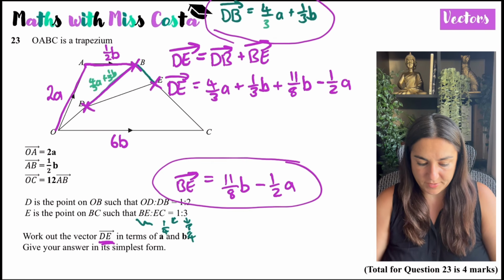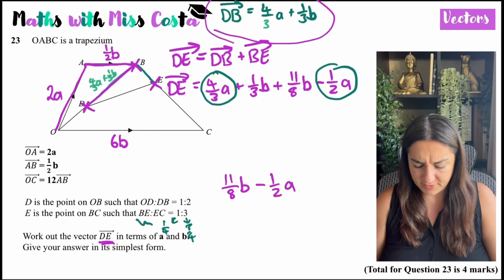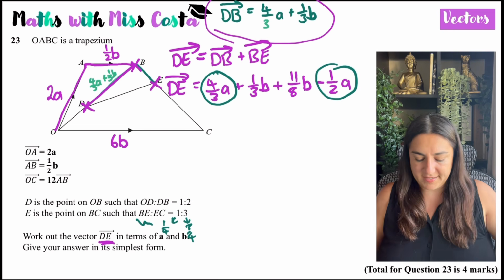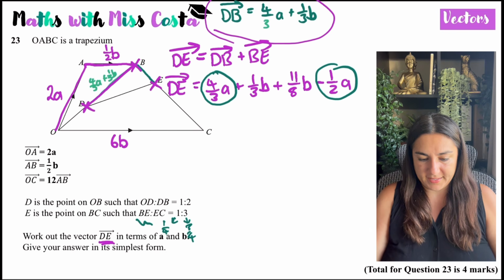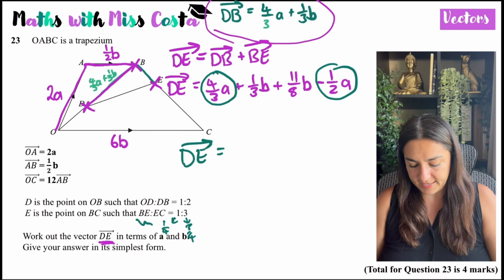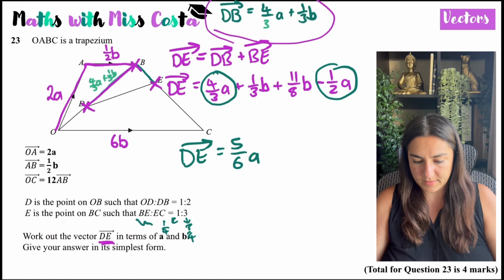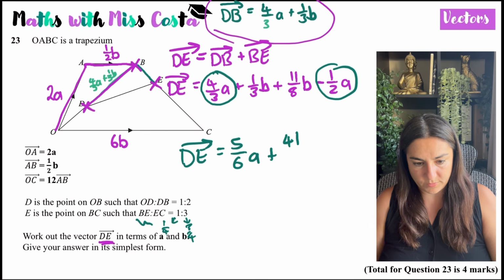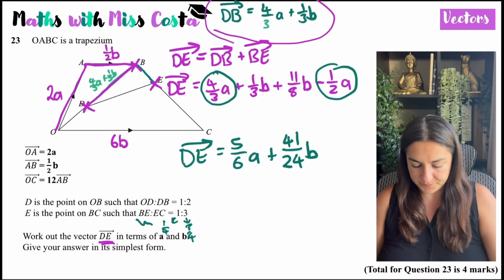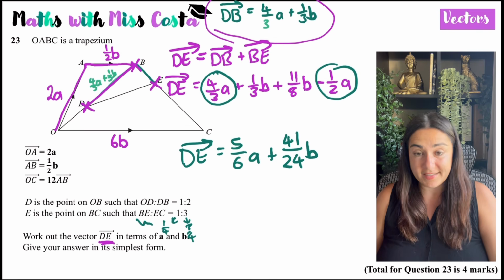So let's deal with our fractions. We've got 4/3 A minus a half A. You've got a calculator actually. I don't know why I'm doing all of this in my head. So 4/3 take away a half is 5/6. So when I collect the A terms, that would be 5/6 A, and then a third plus 11 over 8 is 41 over 24 B. So that's your vector in its simplest form.